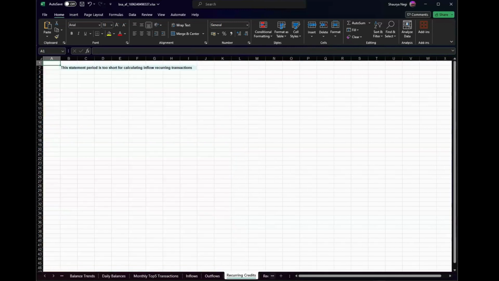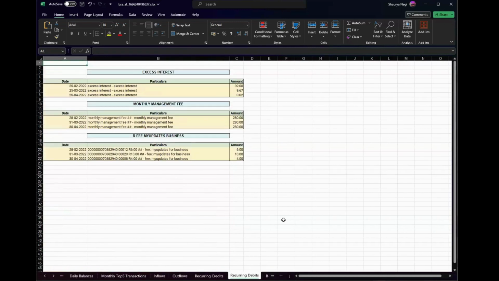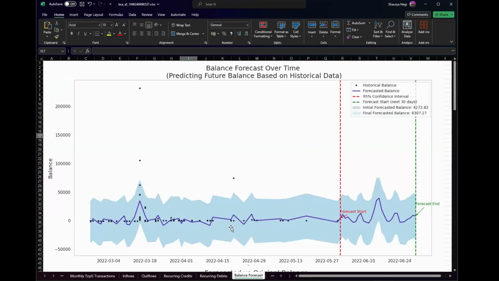The next two sheets are the recurring credits and recurring debits sheets. These delve into your financial activities, and basically show recurring transactions like salaries, utility bills, monthly management fees or monthly subscriptions. So something that happens on a monthly basis and which can be of interest to an underwriter, or to a client, or to a person in general to see how their expenses are going on a recurring basis. The next sheet we'll talk about is the balance forecasting sheet.